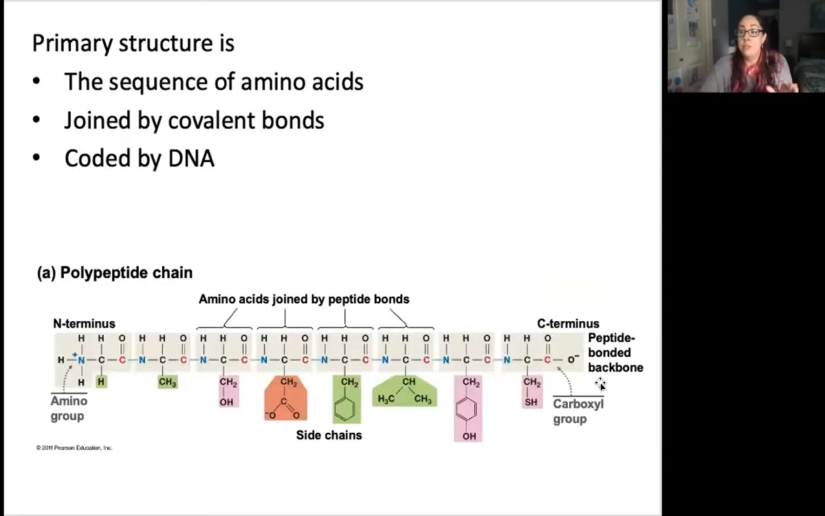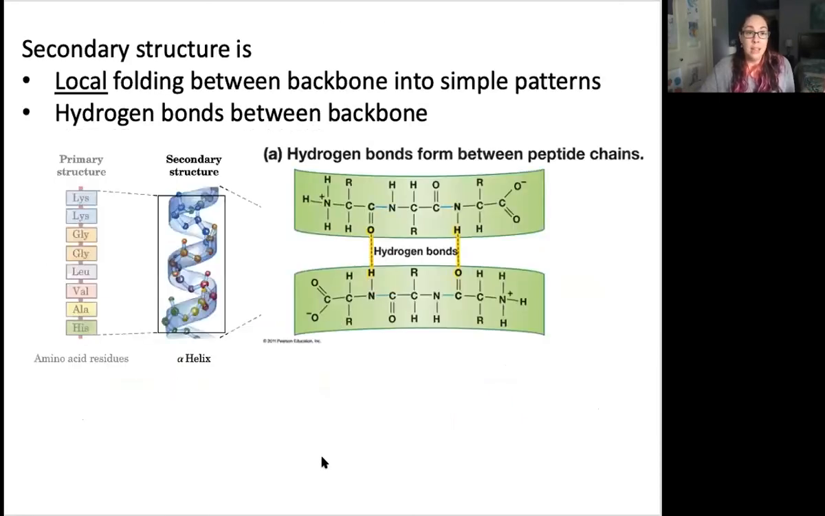So at this first level, these are being held together by strong covalent bonds. They don't break apart without an enzyme. You cannot pull one amino acid off of another without an enzyme. Beyond that, the folding that happens is driven by hydrogen bonds. And we talked about this a little bit last week when we talked about water, that water hydrogen bonds with other things, and that hydrogen bonds are individually weak, but collectively really strong.